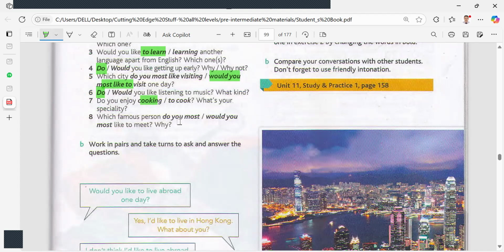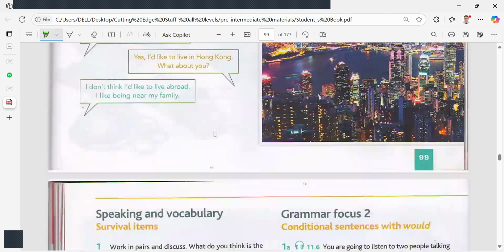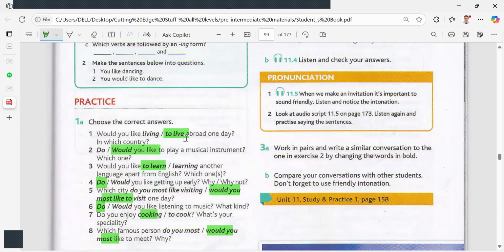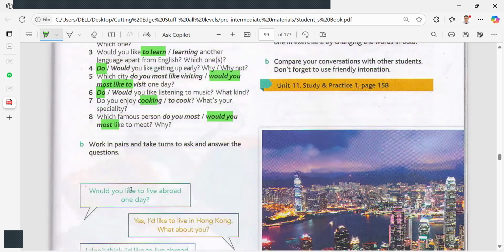Which famous person would you most like to meet? Yes, that's it. So let me ask you the same questions, and please try to give true details about yourself.